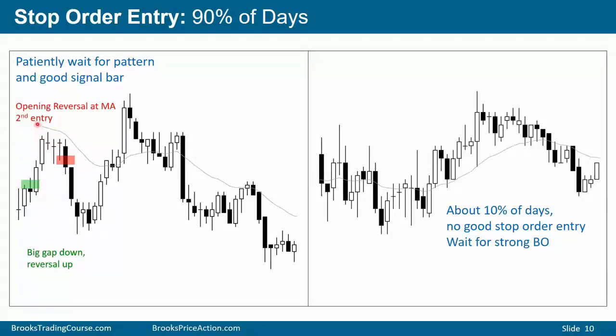Now we have a strong rally, but it's stalling right below the moving average, and we have a second reversal down. Traders will recognize this as a potential opening reversal and possible high of the day. Because this rally is strong, many traders will not take the first entry. However, they will take the second entry below this bar and get filled here.